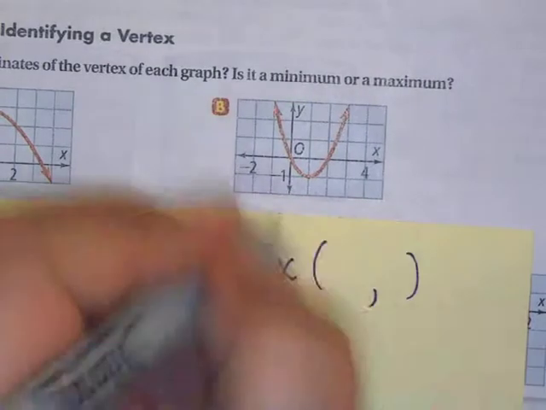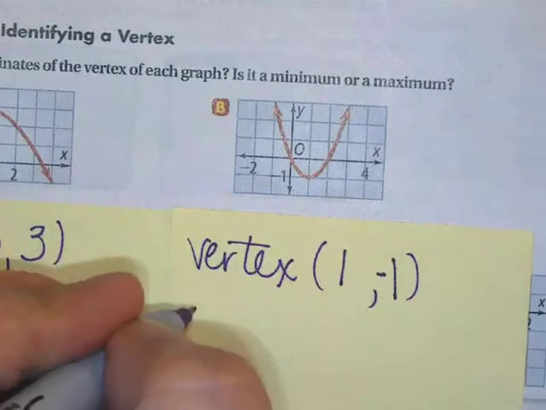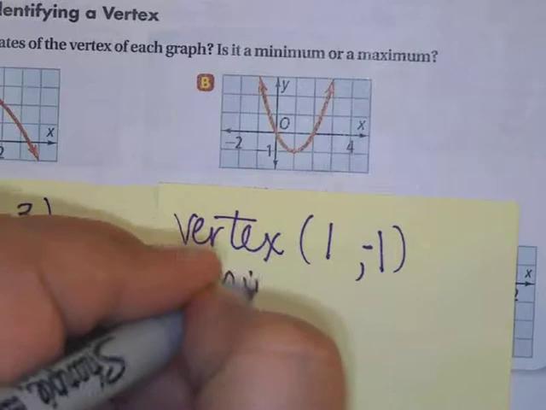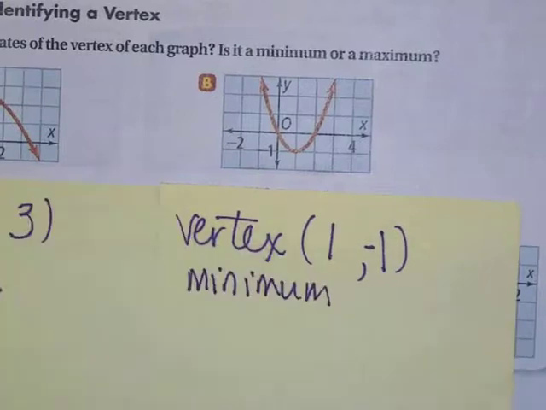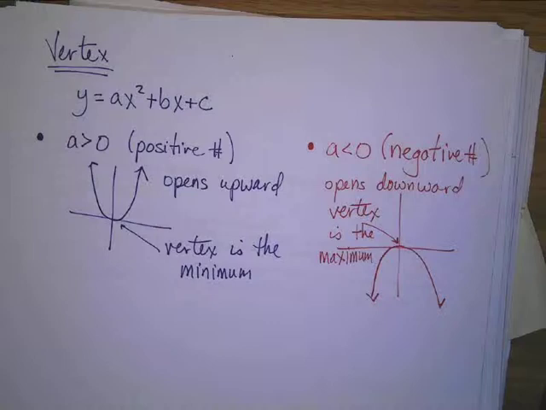The x direction. 1, -1. 1, -1. And is this a maximum or a minimum? Minimum. Okay. Feeling pretty good about identifying vertices for my picture. Okay. Let me zoom this baby back out. All right.